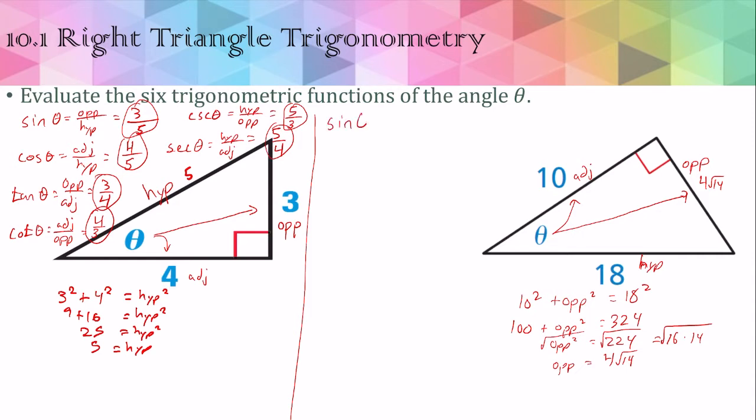Alright, so let's find all our trig functions. Sine is opposite over hypotenuse, so that is 4 square root of 14 over 18. Oh wait, we can reduce by 2. I can divide the top and bottom by 2. It should be 2 square root of 14 over 9.